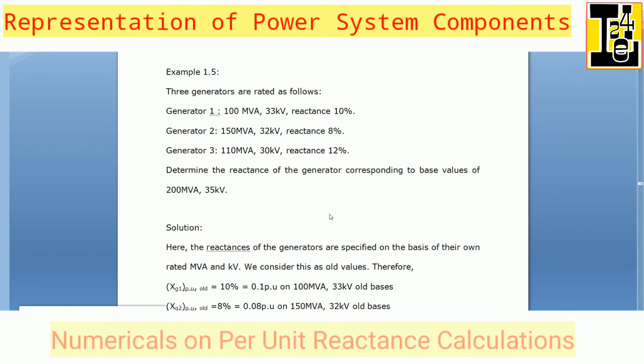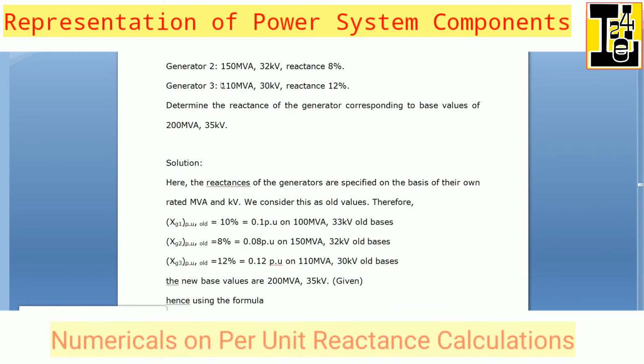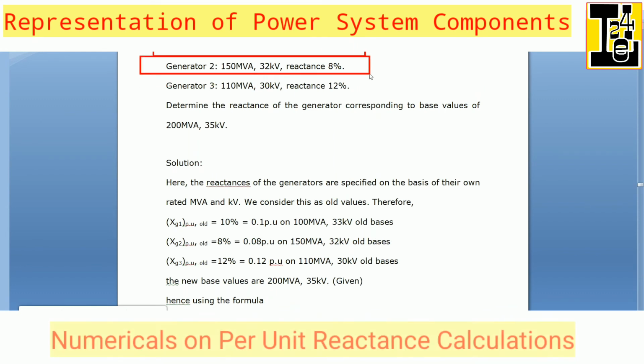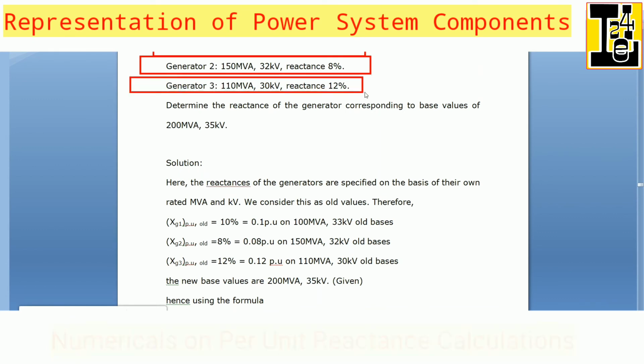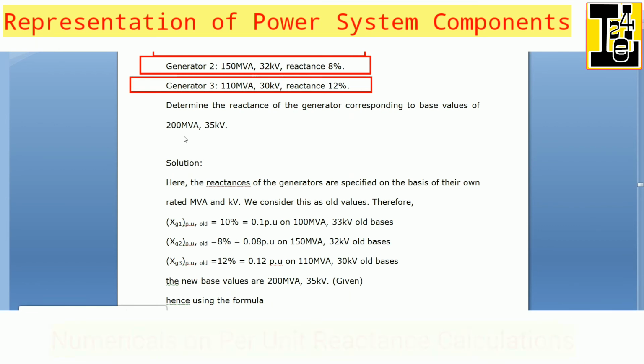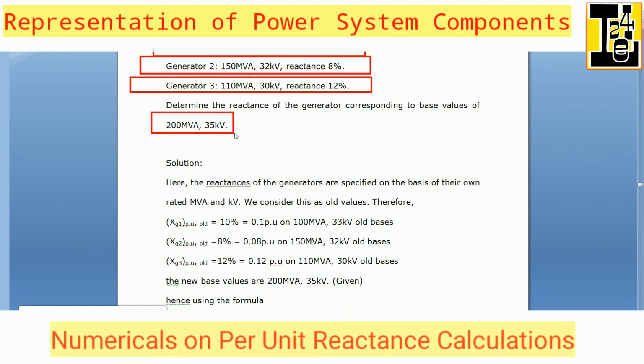Let us go through the last problem. Three generators are rated as follows. Generator 1: 100 MVA, 33 kV, reactance of 10%. Generator 2: 150 MVA, 32 kV, reactance of 8%. Generator 3: 110 MVA, 30 kV, reactance of 12%. Determine the reactance of the generators corresponding to the base values of 200 MVA and 35 kV.